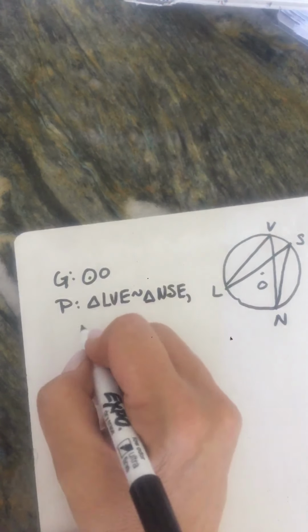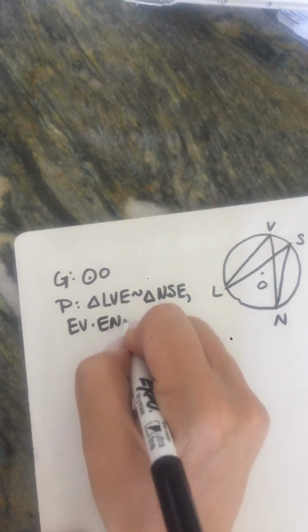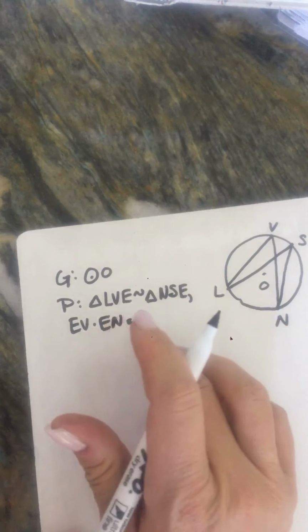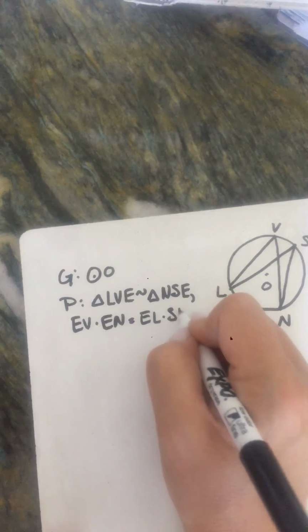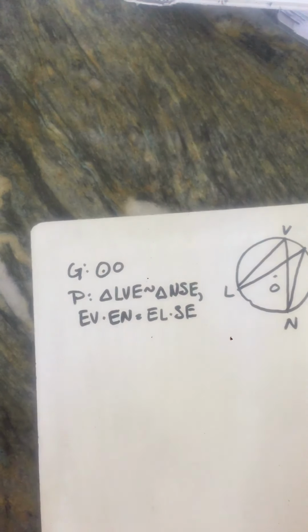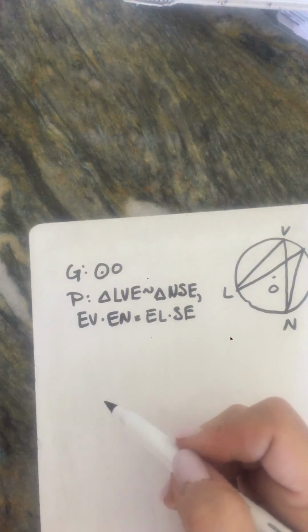And you're going to prove that EV times EN equals EL times SE. Okay, so here we go. We are given this circle.